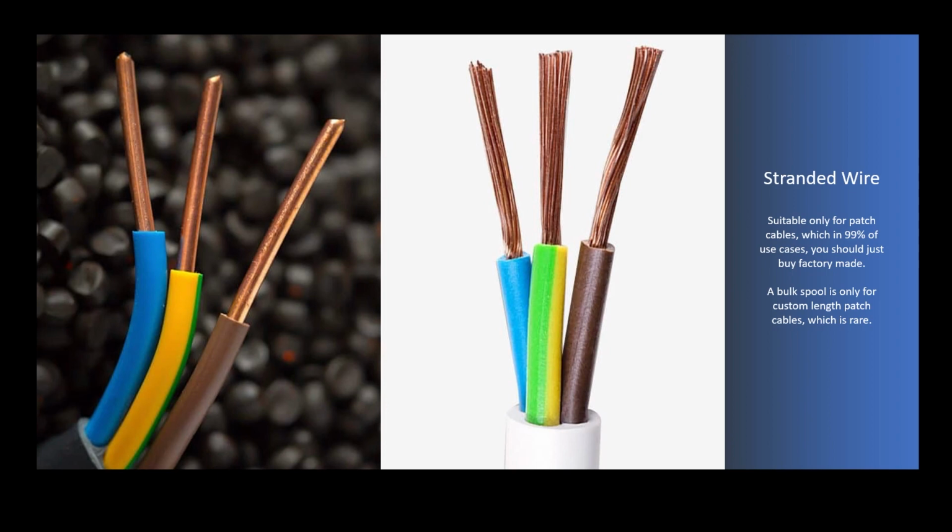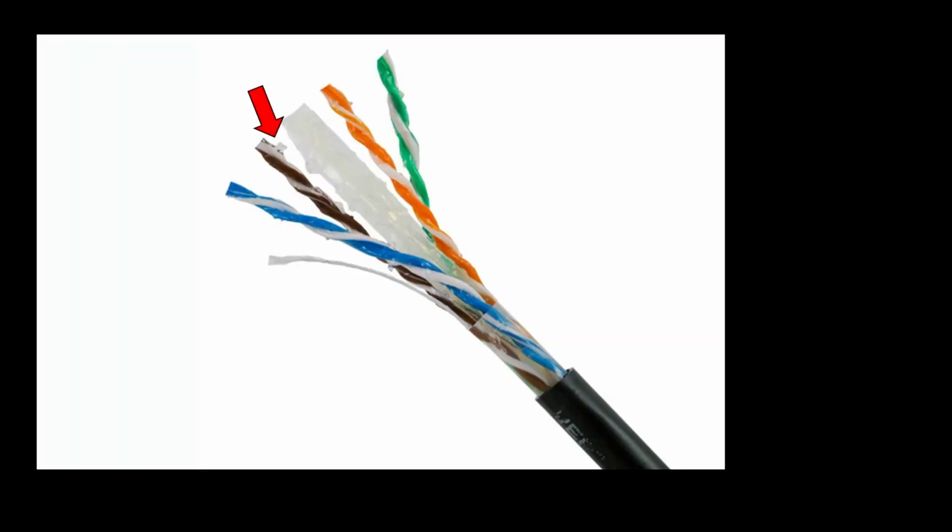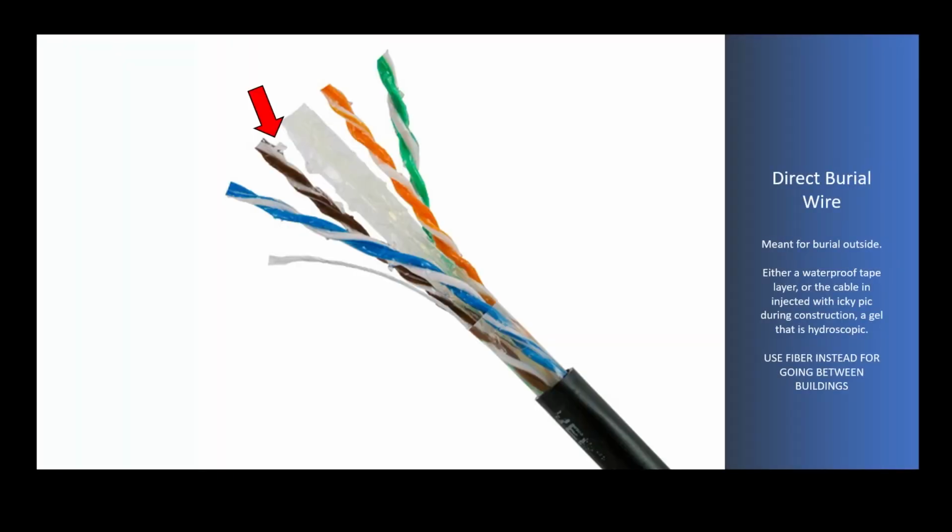It's just so much easier to go out and buy factory-made patch cables. They're just so much more reliable, and they can do it far better than you can because it's a specialized machine. And then we've got direct burial wire. Direct burial wire comes in two main varieties. Mostly it comes with the icky pick gel here, which is what I've got shown here.